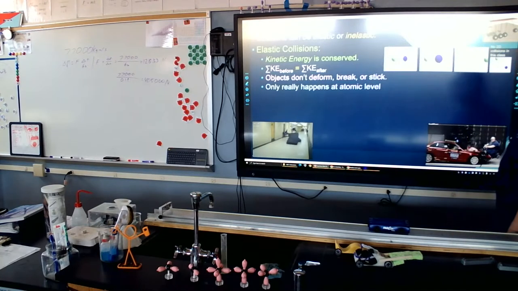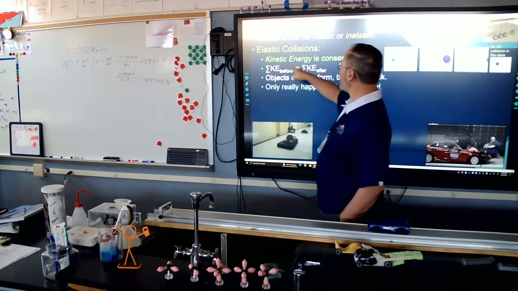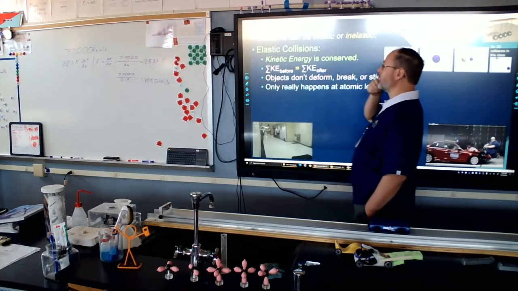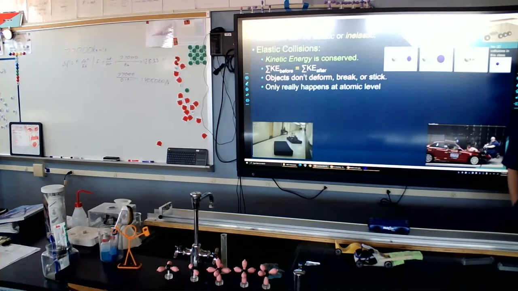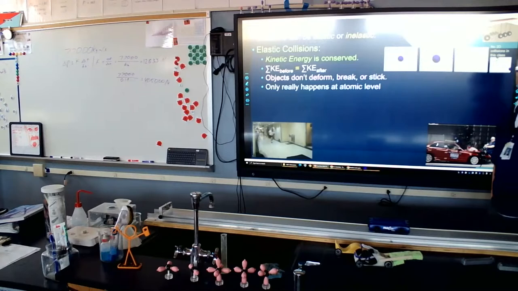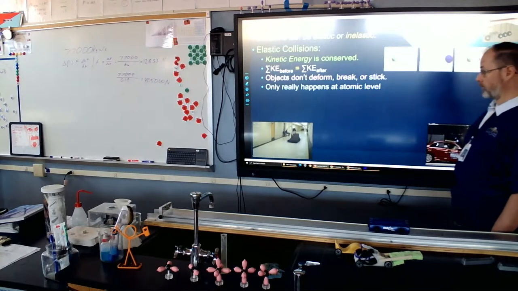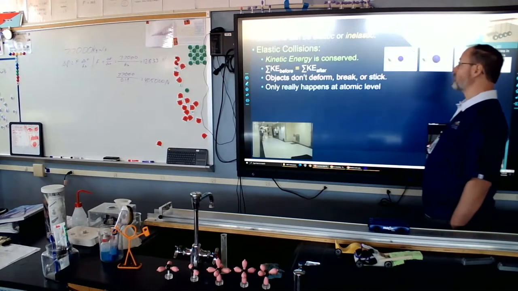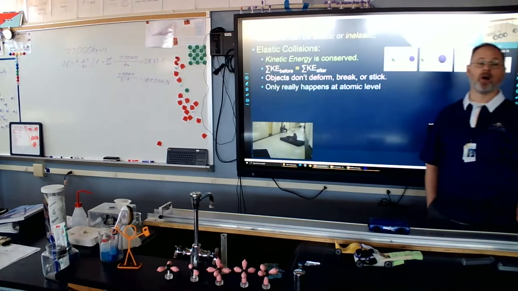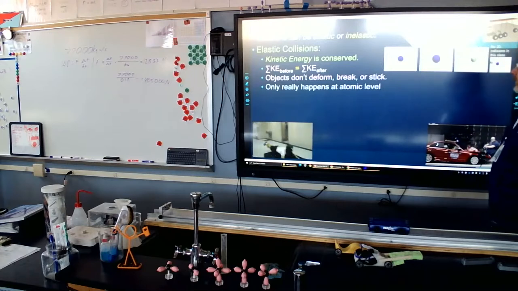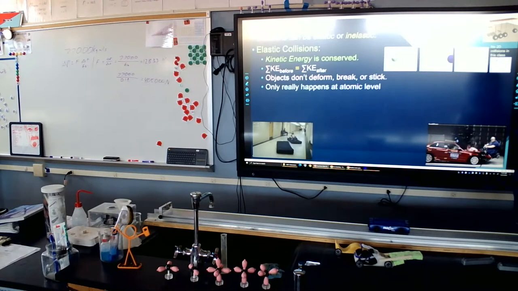Okay, so in elastic collisions, kinetic energy is conserved. Again, that crazy looking triangle E is a sigma, meaning the sum of all the kinetic energies before equals the sum of all the kinetic energies after. Directions are not important for kinetic energies. Energies are not vectors, so we don't care what direction they're going. All we care about is all the energy before the collision of all the objects is all the energy after the collision. And again, I think this is a test question.